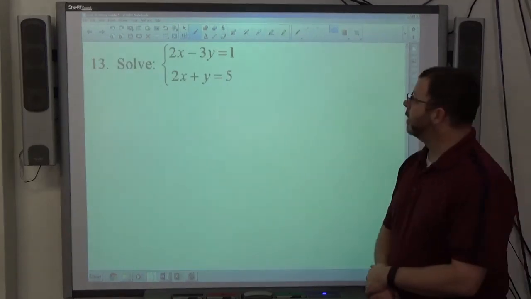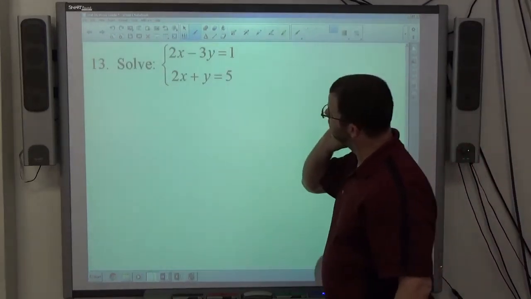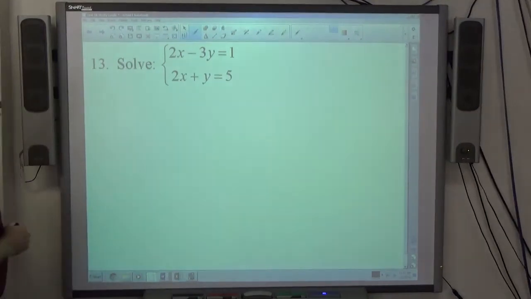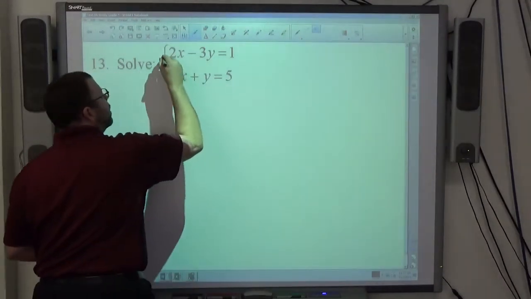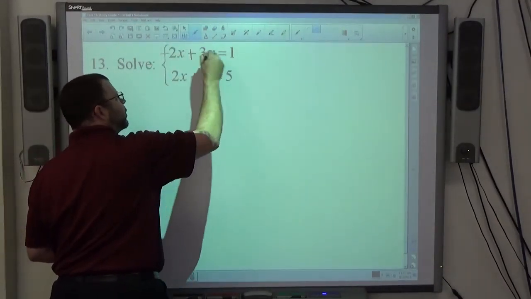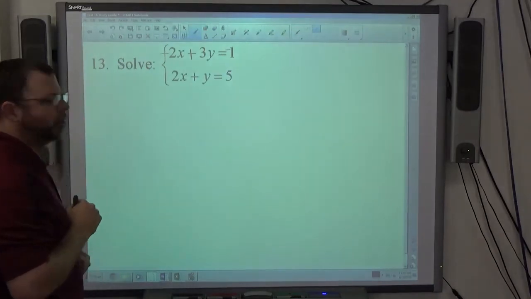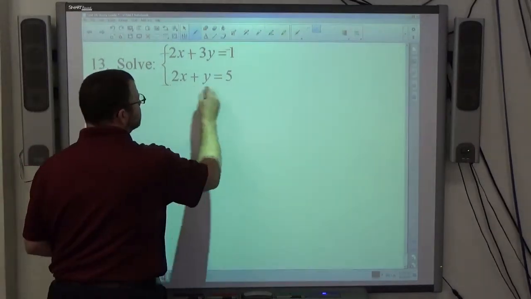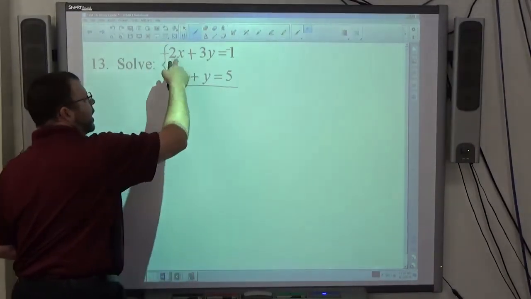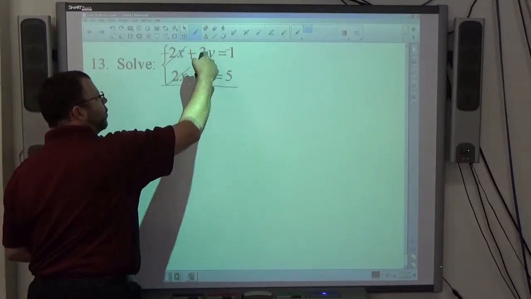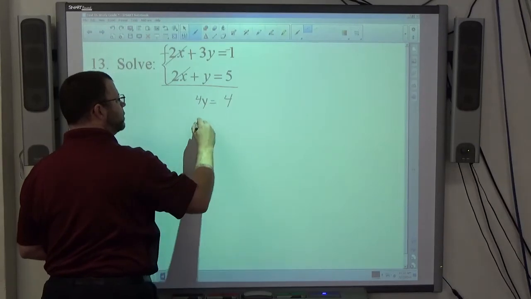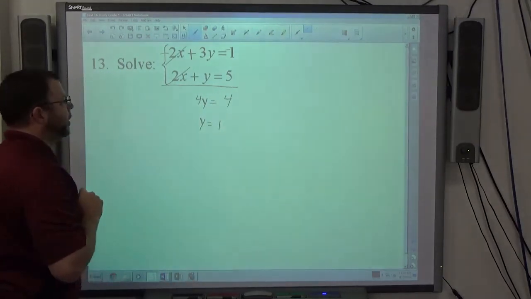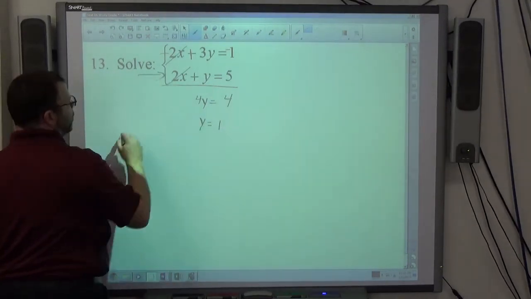Number 13. I'm going to use elimination. I've got 2x and 2x, so I'm just going to change the signs on the top equation. So minus 2x plus 3y equals negative 1. Change 1, change all. If I combine like terms, negative 2x and positive 2x cancel. 3y plus y is 4y. Negative 1 plus 5 is 4. So y equals 1.